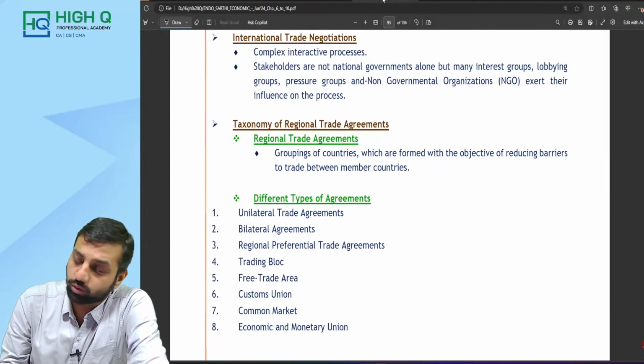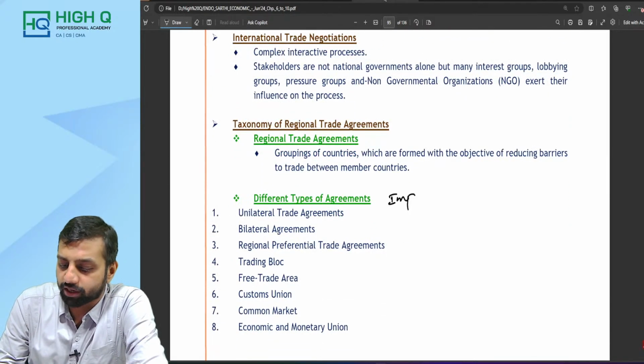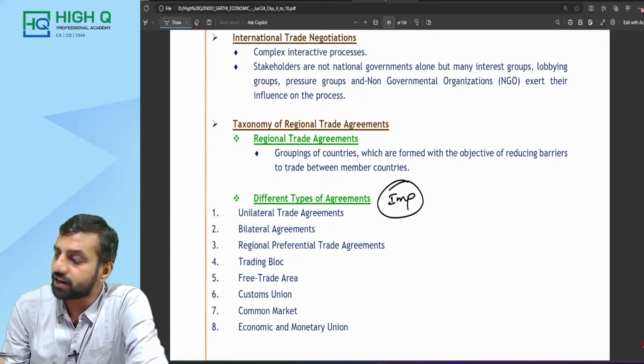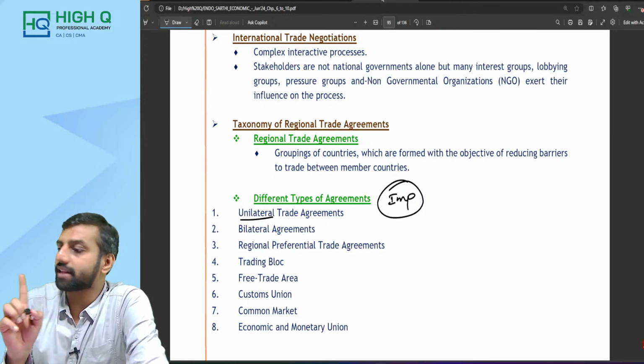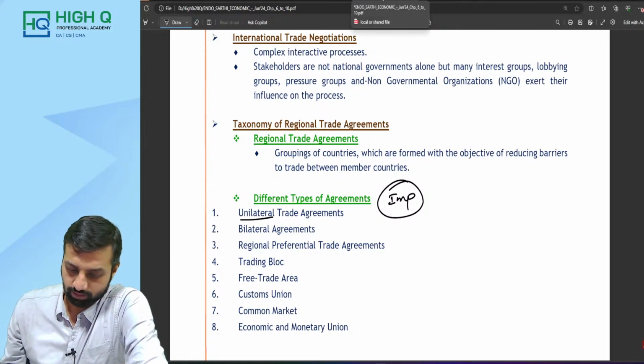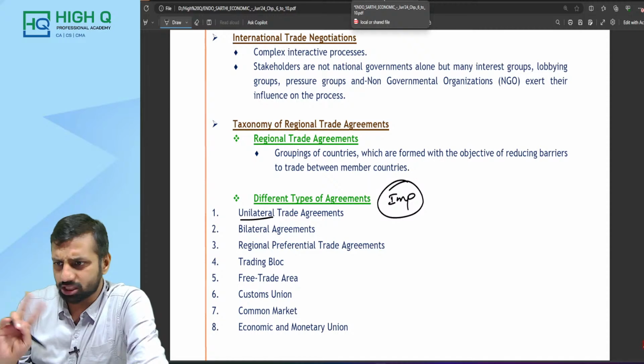So in unit number 3, only one thing is important. That is different types of agreements. Unilateral means ek tarfa, one country. Bilateral means both ways.